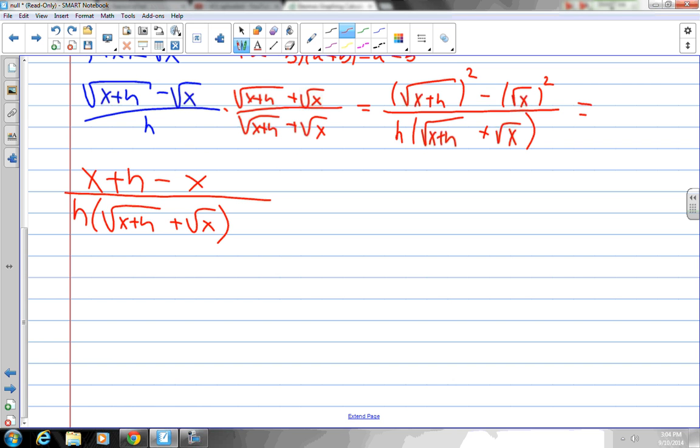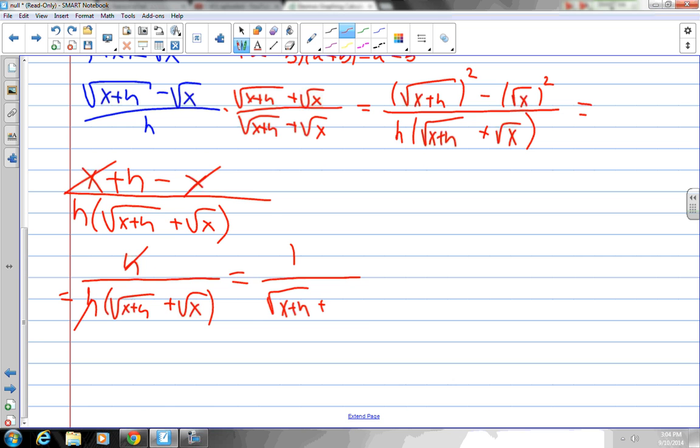And then you see that we just killed that h. x minus x go away. And we're down to h over h times the square root of x plus h plus the square root of x. And then h is canceled. So then it's just 1 over the square root of x plus h plus the square root of x.